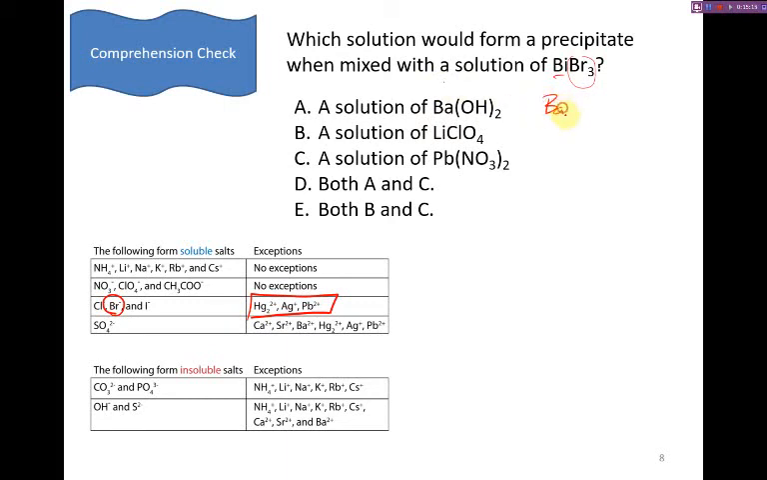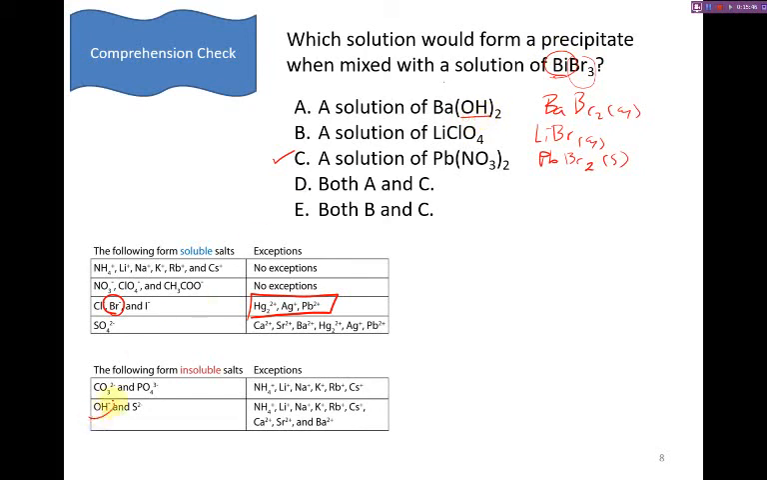So if we mix barium with bromide, that's going to be aqueous. Okay? Lithium with bromide, that's going to be aqueous. And then lead with bromide, that's going to be solid. So we're going to get a precipitate there. But that's not all. We need to consider what's the effect of the bismuth. Well, so let's take a look.